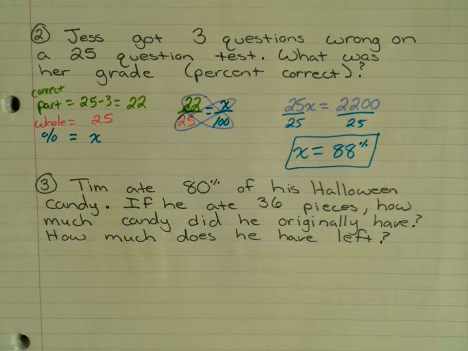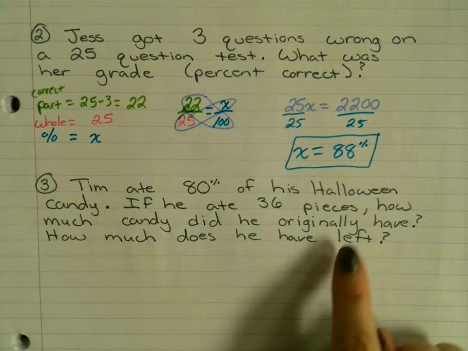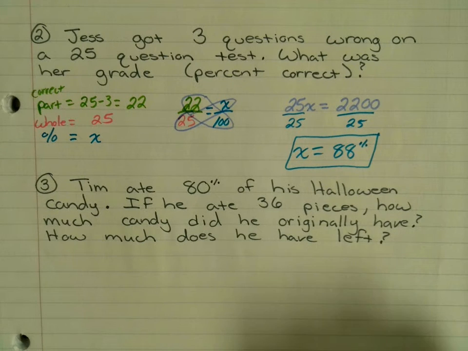All right, problem number 3. Tim ate 80% of his Halloween candy. If he ate 36 pieces, how much candy did he originally have? And then how much candy does he actually have left over? So this is a 2-part question. How much does he have originally before he started eating his candy? And then how much of the candy is remaining?